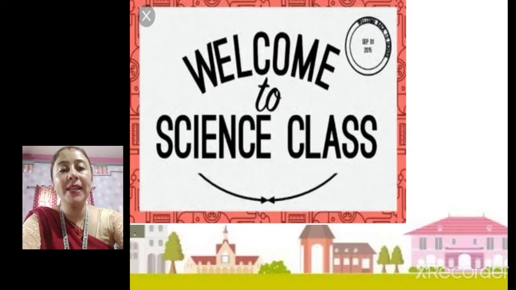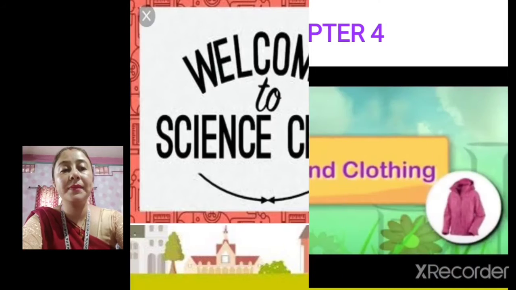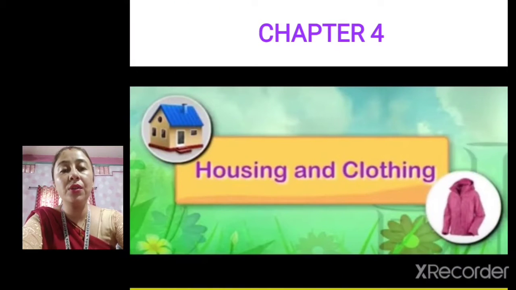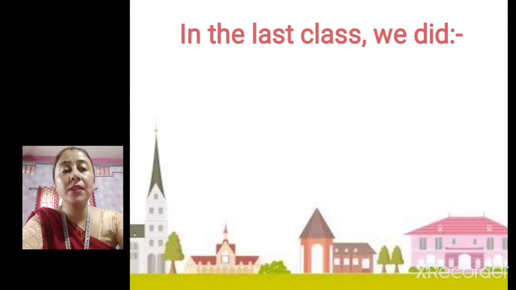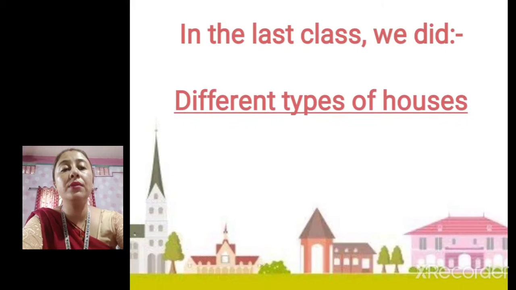So this is the second period of the class. You all know that we are doing chapter 4, housing and clothing. Let us see what we did in the last class. In the last class we did different types of houses, where we learned about kacha house, pakka house, stilt house, boats and igloos. Hope these all 5 types of houses are clear to you all.